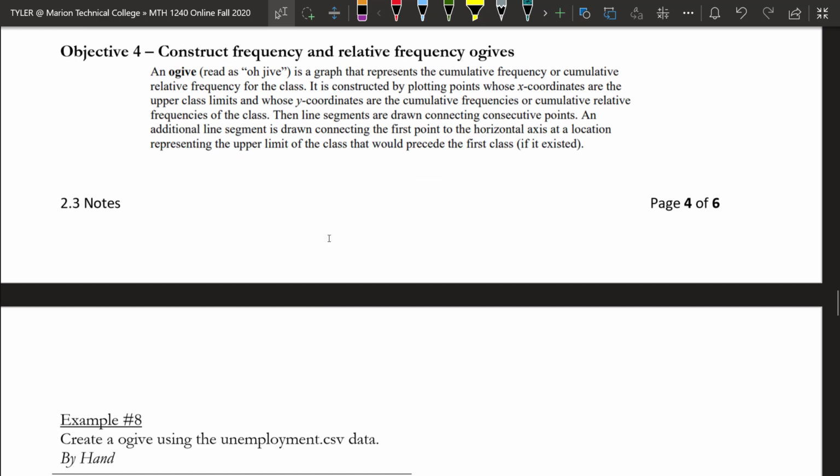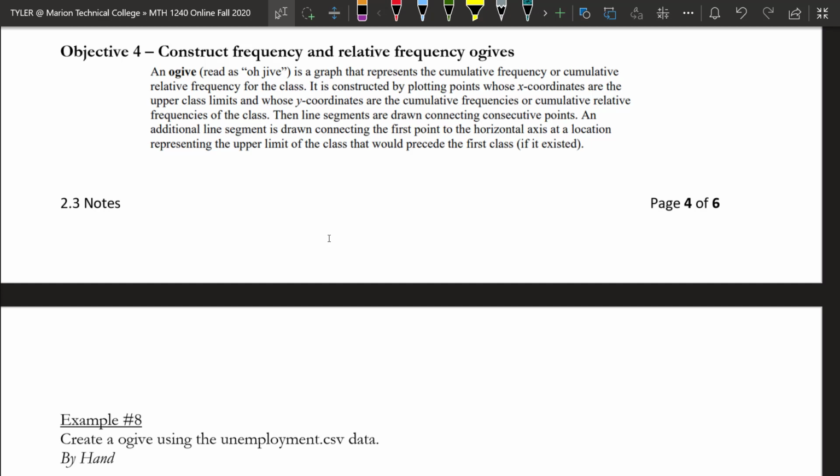So then objective 4, we want to construct a frequency and relative frequency ogive, using that distribution table that we just did in example 7. It's just a graphical representation of that. An ogive is a graph that represents the cumulative frequency or cumulative relative frequency for the class.